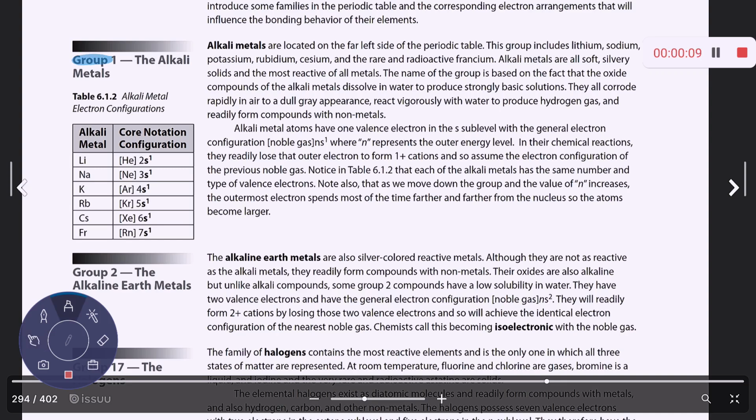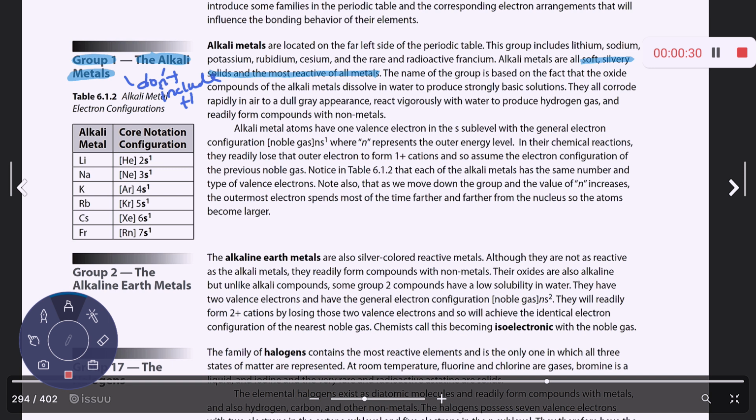Okay, let's talk about the first group. These are known as the alkali metals. These do not include hydrogen. So it starts just under hydrogen with lithium. Alkali metals are soft, silvery, and they're the most reactive of all the metals.